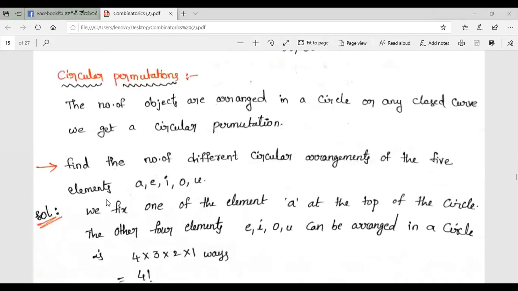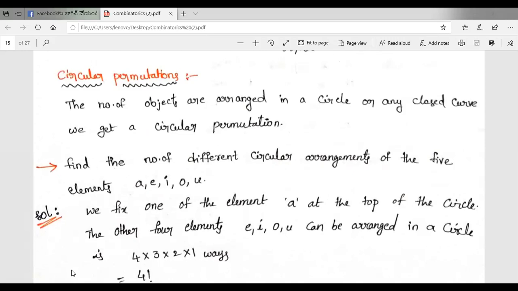Example: find the number of different circular arrangements of the 5 elements A, E, I, O, U. These are the vowels in the English alphabet. First we fix one of the elements, A, at the top of the circle.